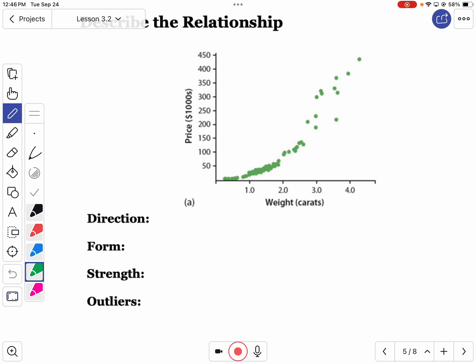We just want to describe this relationship. Okay, what would you say about the direction of this one? Is it positive going up, increasing, or negative going down? It's positive going up. Good. Would you say for form, is it a line or not a line? This one's a little tricky. It's a curve. Okay, we would call this one non-linear, because if we started down here and we kind of traced through it, yeah, that's definitely a curve.